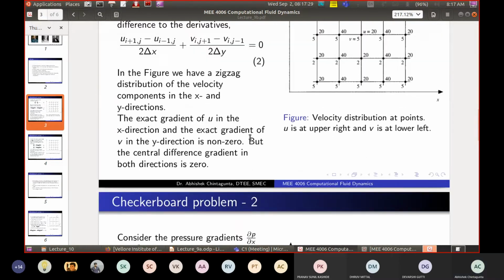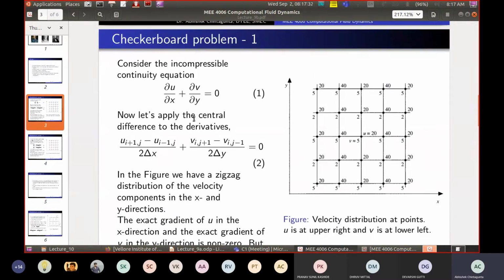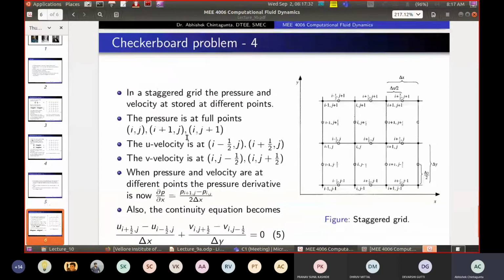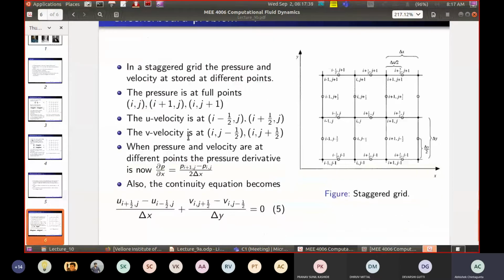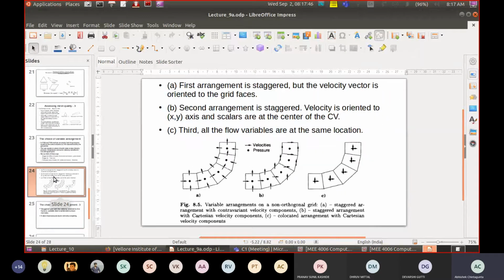Okay, there are other ways of resolving it without using the staggered grid, but we are not going into that. But for incompressible flow, for incompressible governing equations, the only way to go about solving this problem is using a staggered grid configuration. Okay. Any questions here?